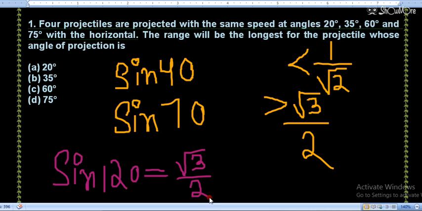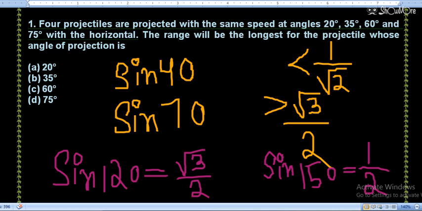And the last value is sine 75, so sine 2 theta is sine 150. Sine 150 is equal to sine of 90 plus 60, which is cos 60, that is equal to 1 by 2. So here you can check now which value is maximum. The value which is maximum for that theta, the range of projectile will be maximum.